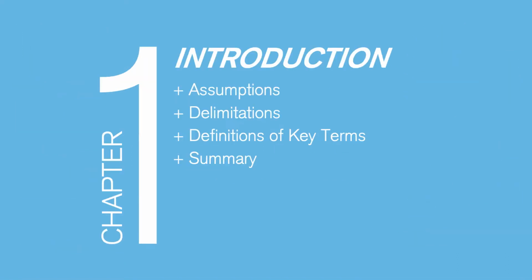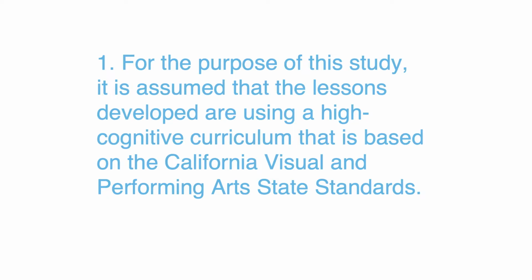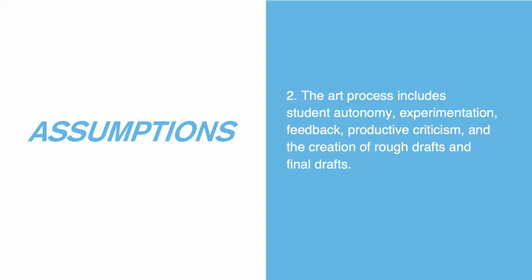This is part 2 of Chapter 1, Assumptions. For the purpose of this study, it is assumed that the lessons developed are using a high cognitive curriculum that is based on the California Visual and Performing Arts State Standards. The second assumption is that the art process includes student autonomy, experimentation, feedback, productive criticism, and the creation of rough drafts and final drafts.